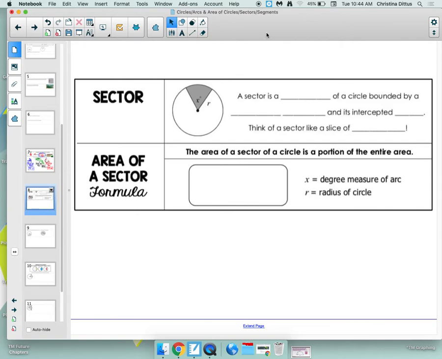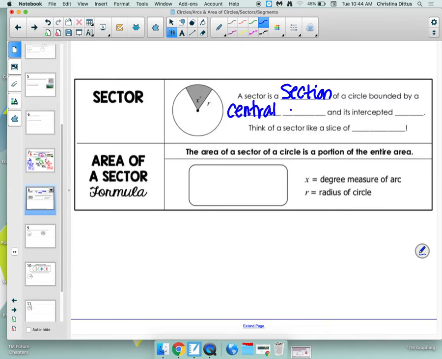All right, we got sector as well. A sector is a section of a circle bounded by a central angle. Remember, central angles come from the center and intersect an arc. That's what this is, an intercepted arc.